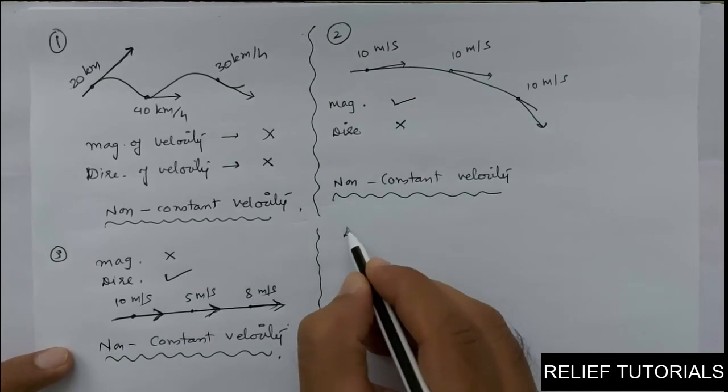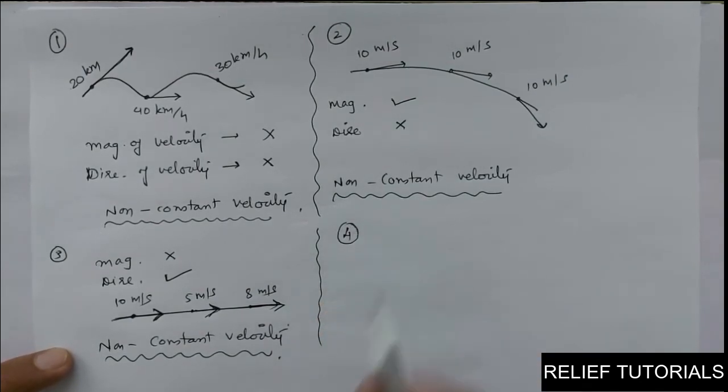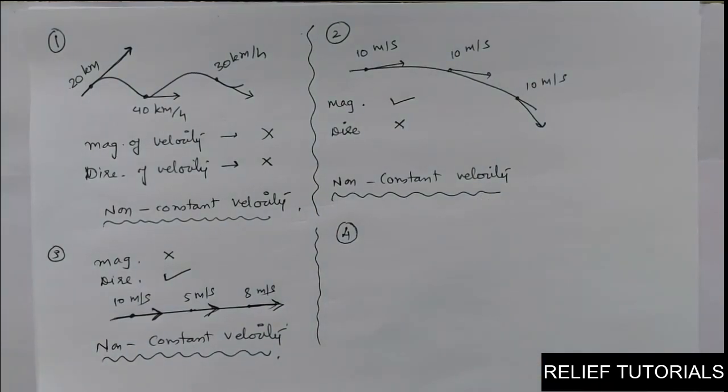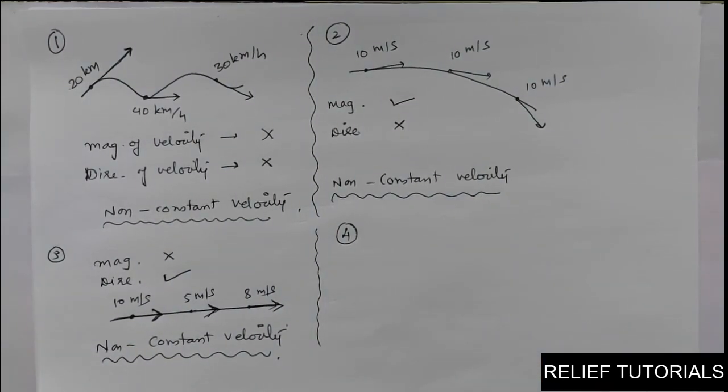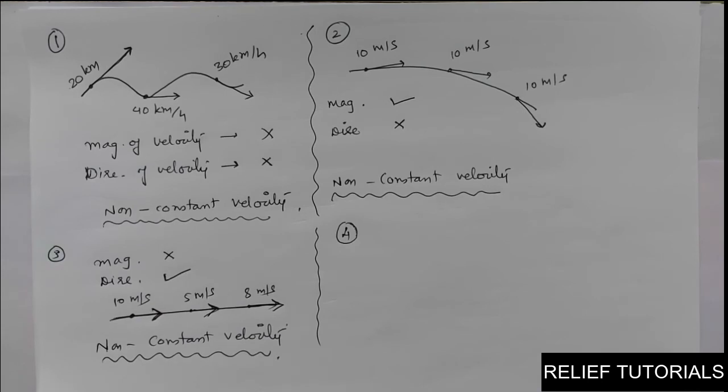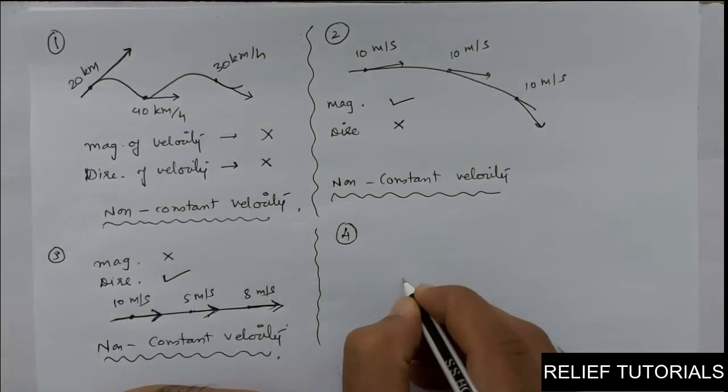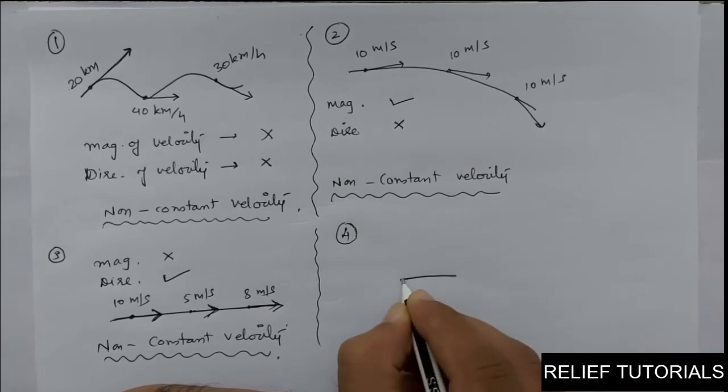Now, what do you think? If I want to take the example in which the particle is moving with constant velocity, then I have to keep two things constant, magnitude as well as direction. How can you maintain the direction constant? There is only one way to maintain the direction constant, and that is what? The path should be straight. So consider again, it's a straight path.